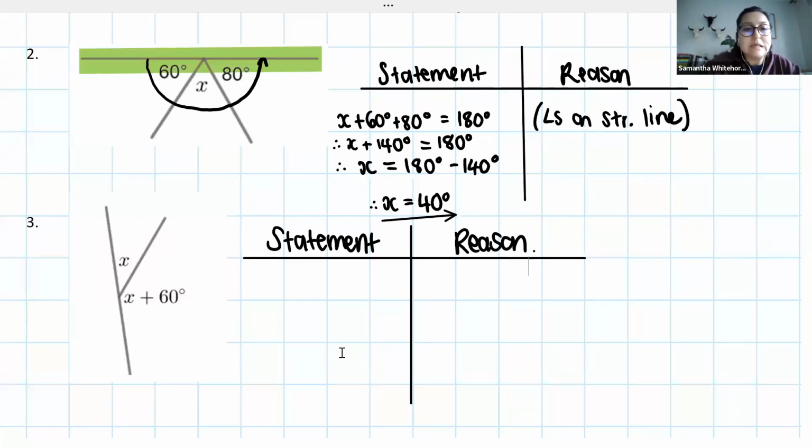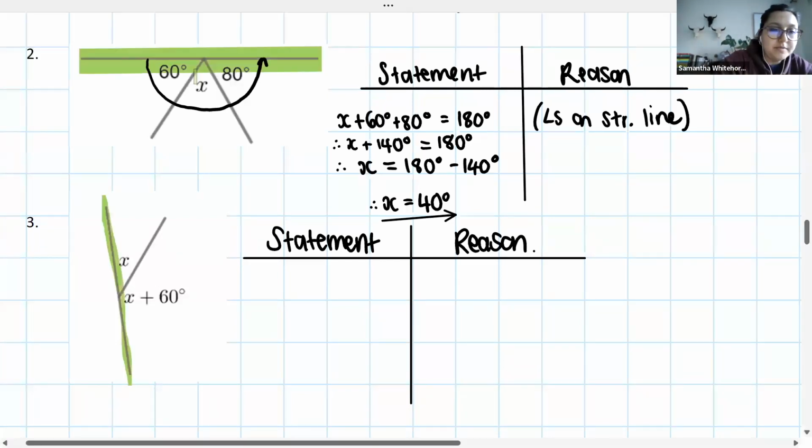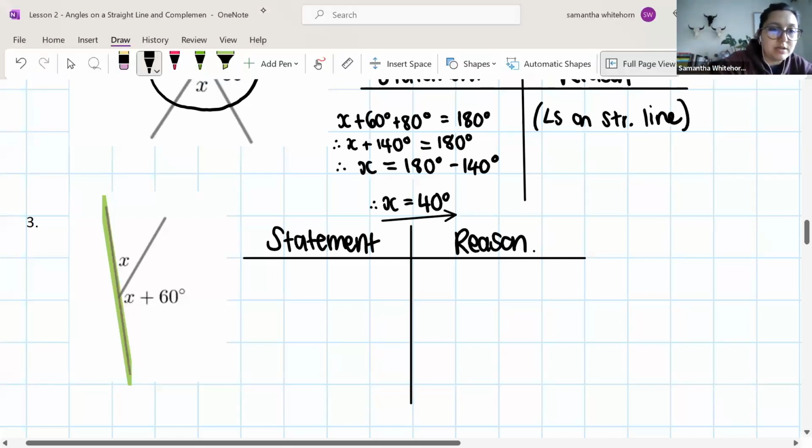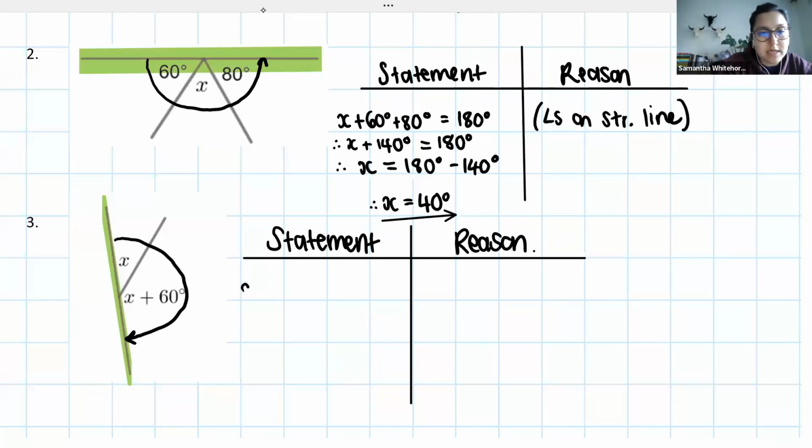Well done, guys. Right, so our statement is, if we look at our diagram, we've got a straight line. We have two adjacent angles on the straight line that, when we add them together, must give me 180 degrees. So our statement is that x plus 60 will add up to 180 degrees. My reason: angles on a straight line.